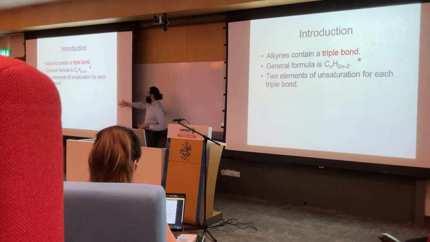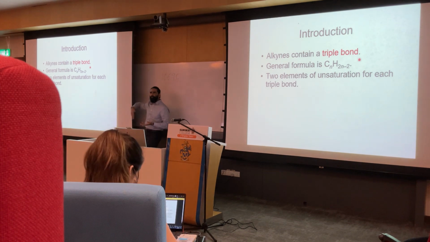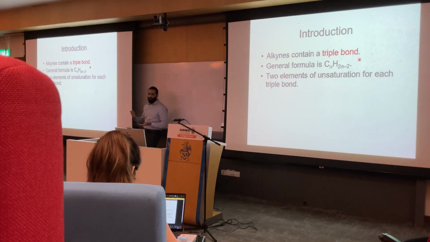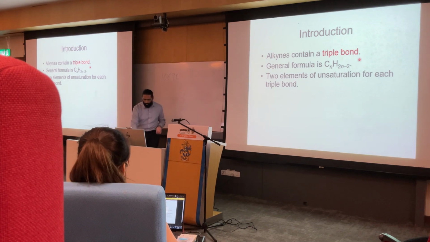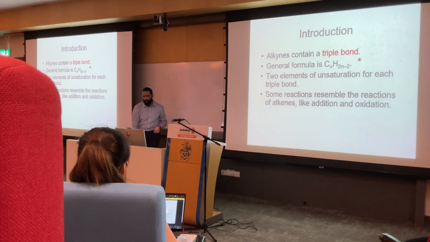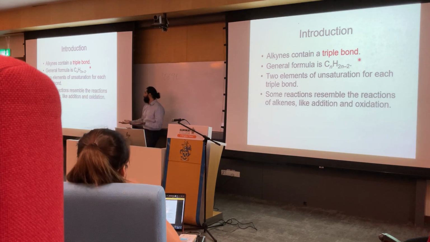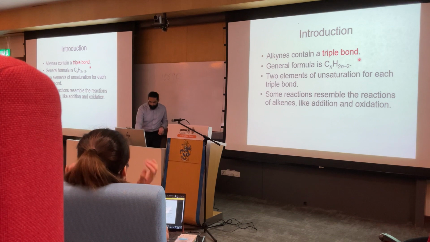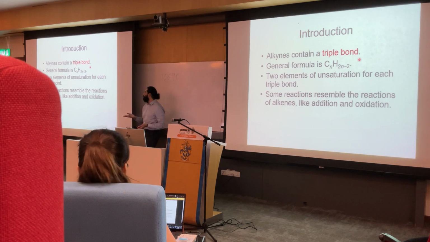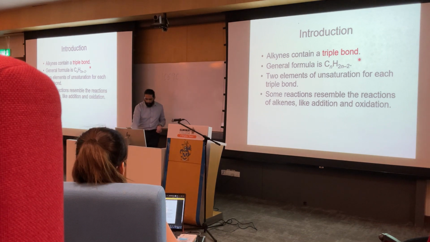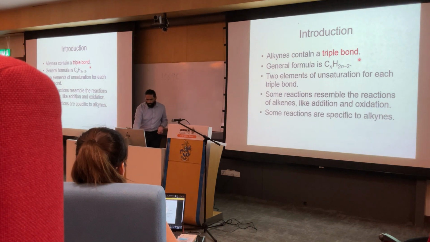Some trivial information for you: their general formula is CnH2n-2. Then you put "-yne" at the end of their names, right? The element of unsaturation is a triple bond, so that's our functional group here. As I said, most of the reactions are similar to alkenes. Very few reactions are alkyne specific, which we will be interested to see.